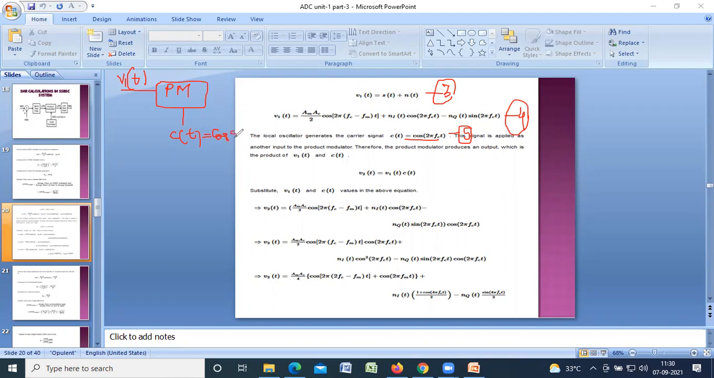And what is the output of the product modulator? The product of both signals, that is equal to v2(t). Equation number 6. Rest all friends, are you solving? Out of 9, only one student is solving, and no one else.